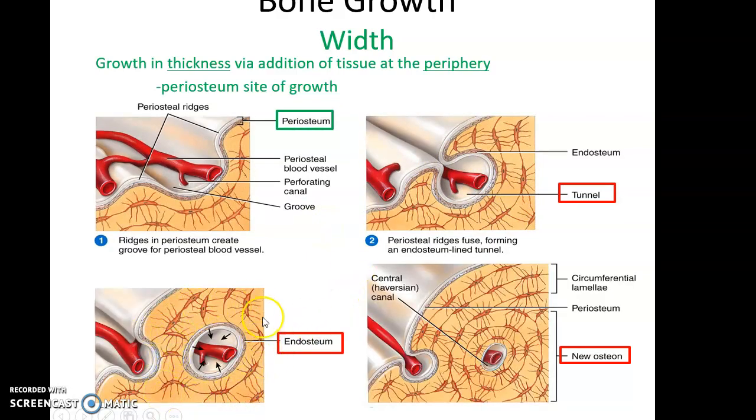And then the osteoblasts will continue to form bone tissue around that tunnel, forming concentric rings, those concentric layers of lamella, and giving us the osteon structure we expect to see in compact bone tissue. So bone width occurs at the periphery where the periosteum is. Osteoblasts will form tissue around blood vessels, and then the periosteum that's trapped inside will become endosteum, and the layers of bone will increase to give that osteon structure.